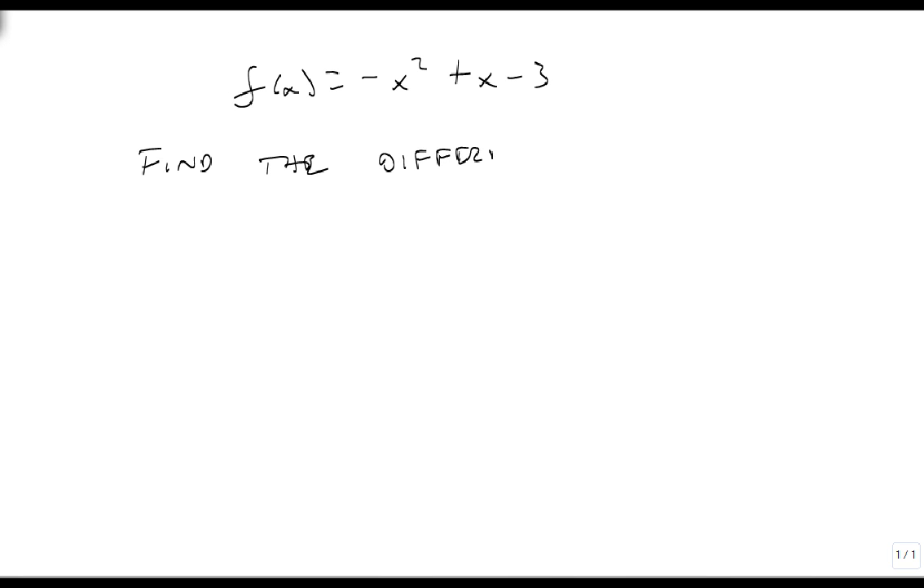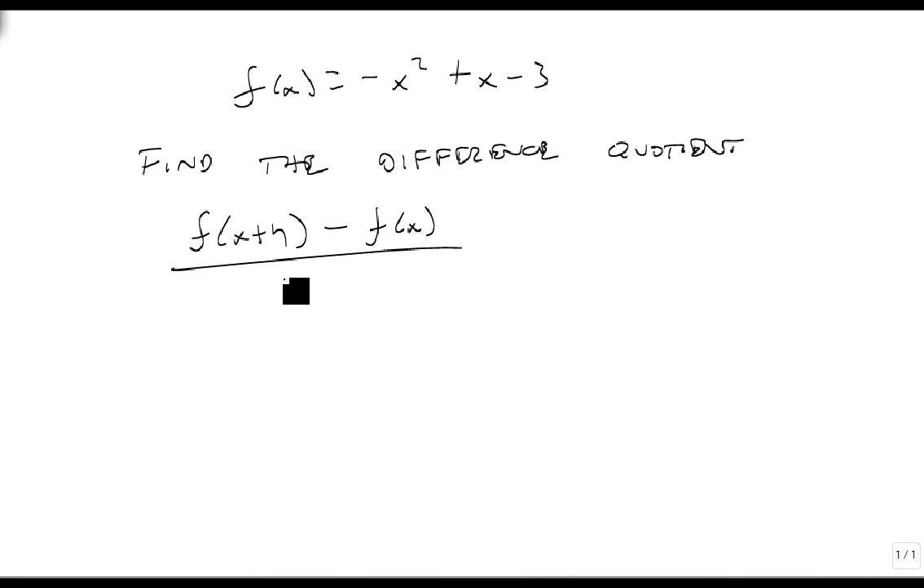So let's look at a particular example. Let's suppose that f of x is equal to minus x squared plus x minus 3, and I want to find the difference quotient. So we start by looking at f of x plus h minus f of x over h.